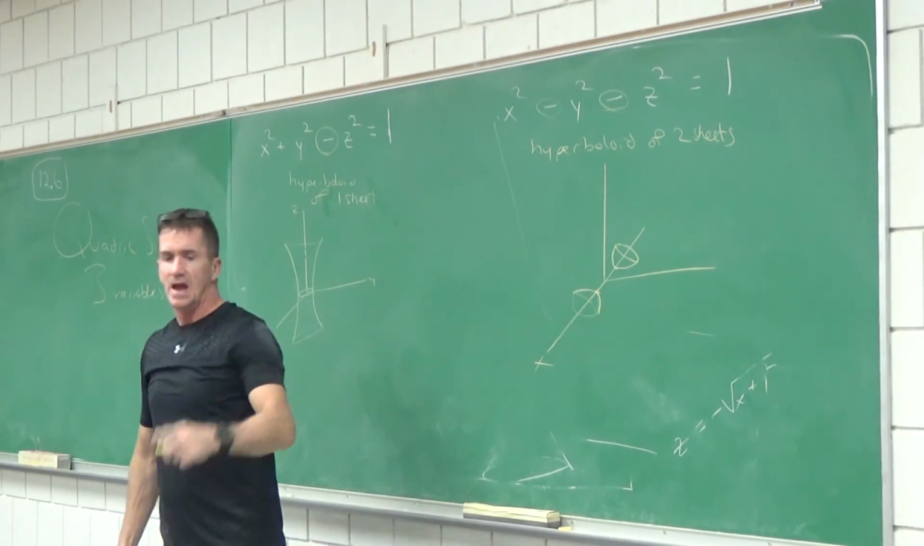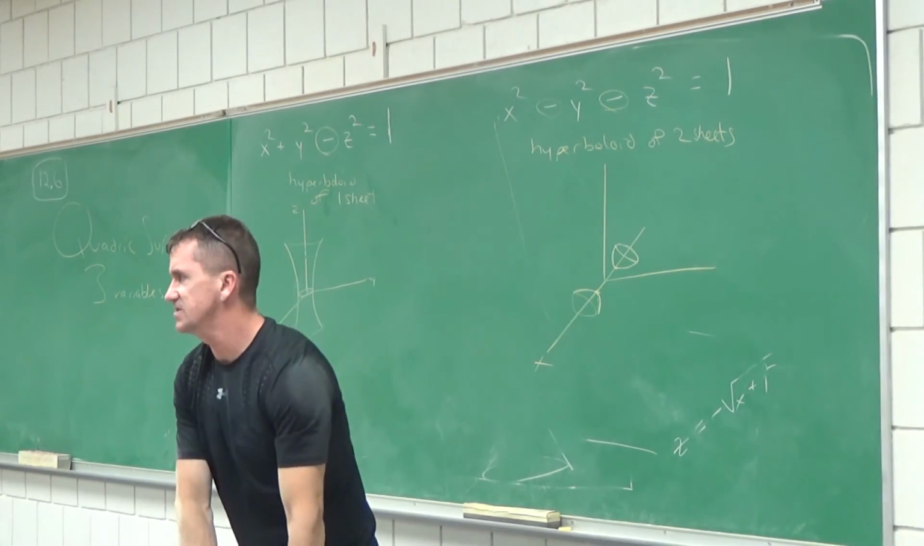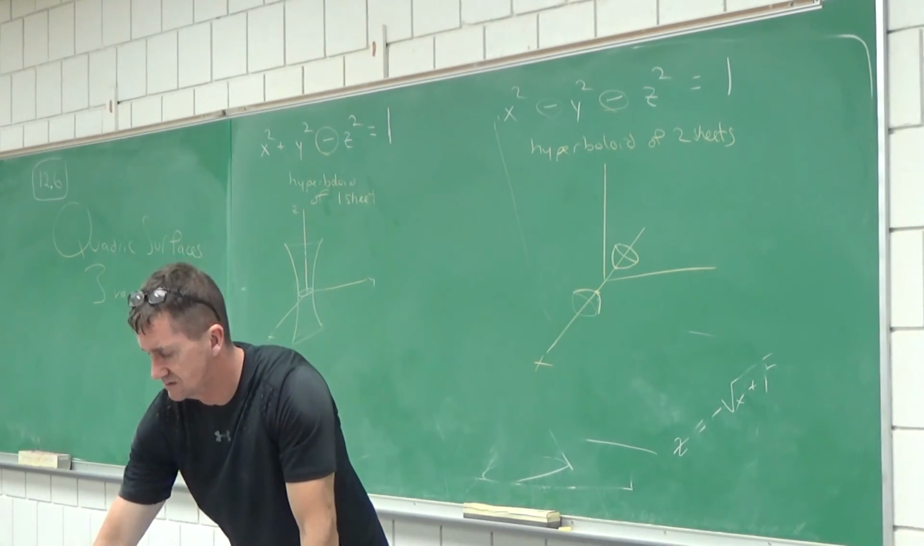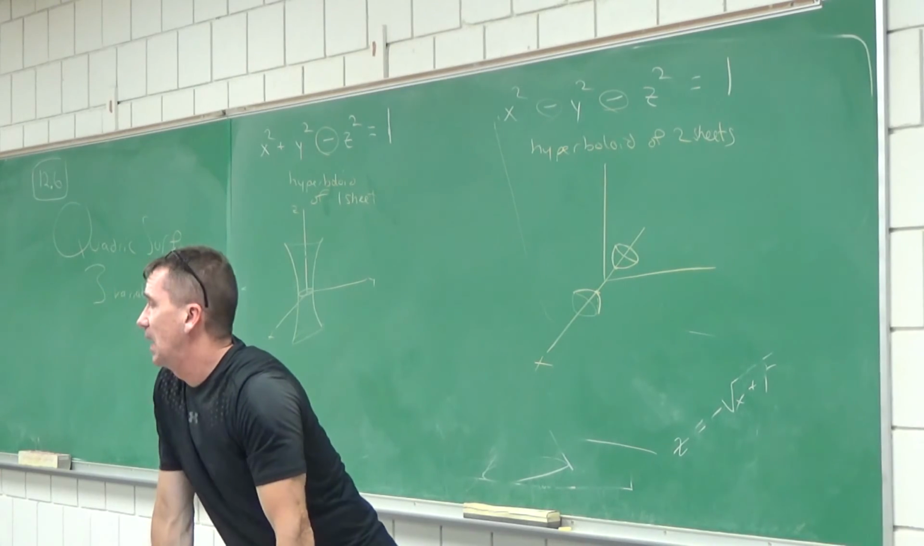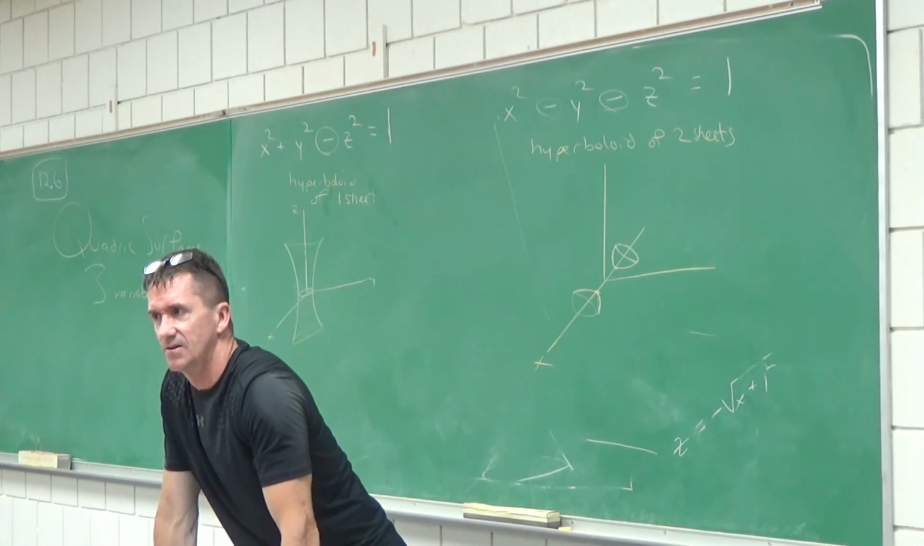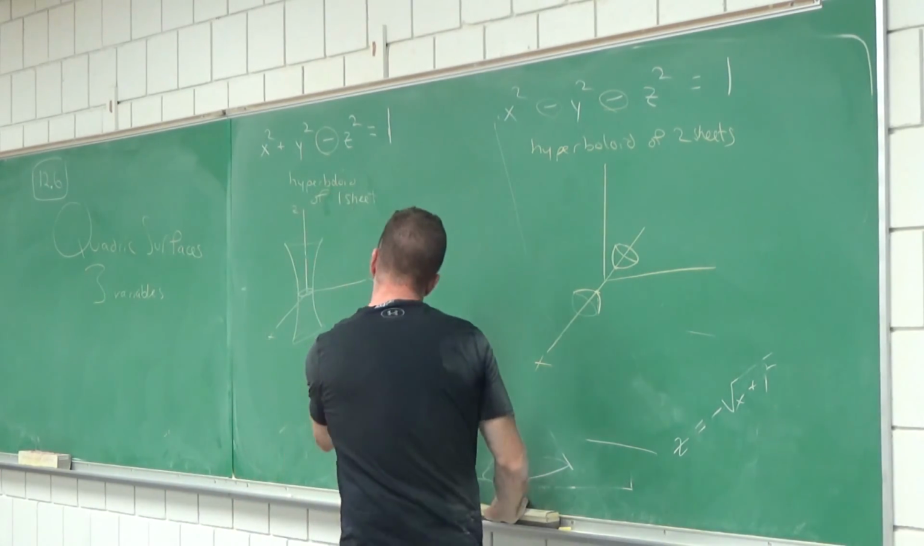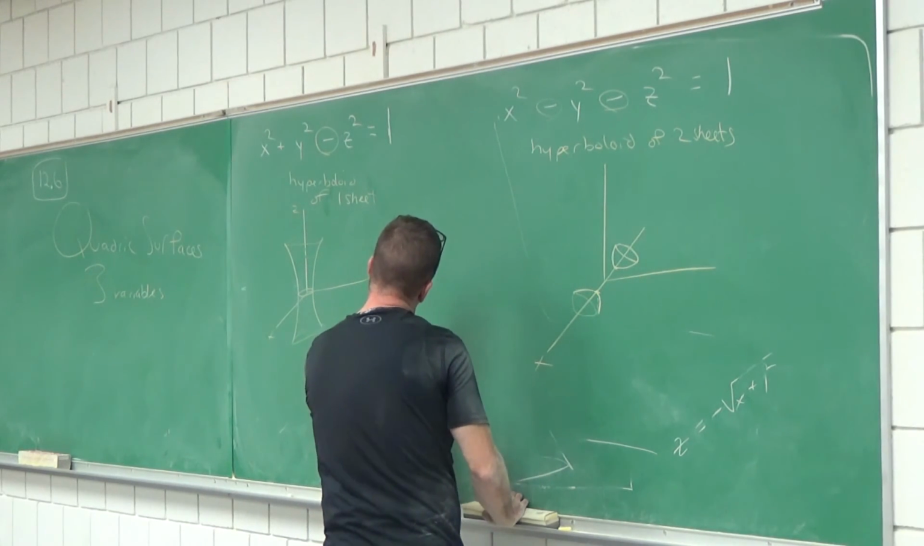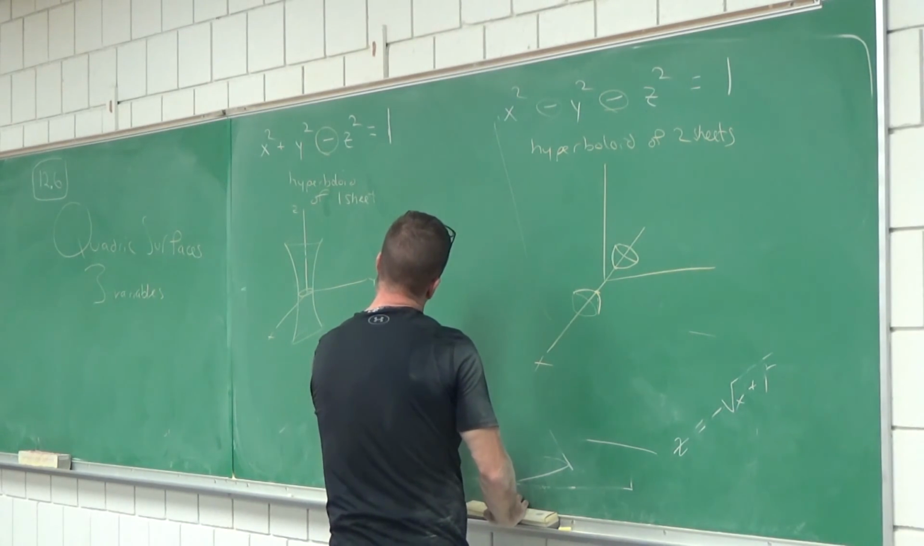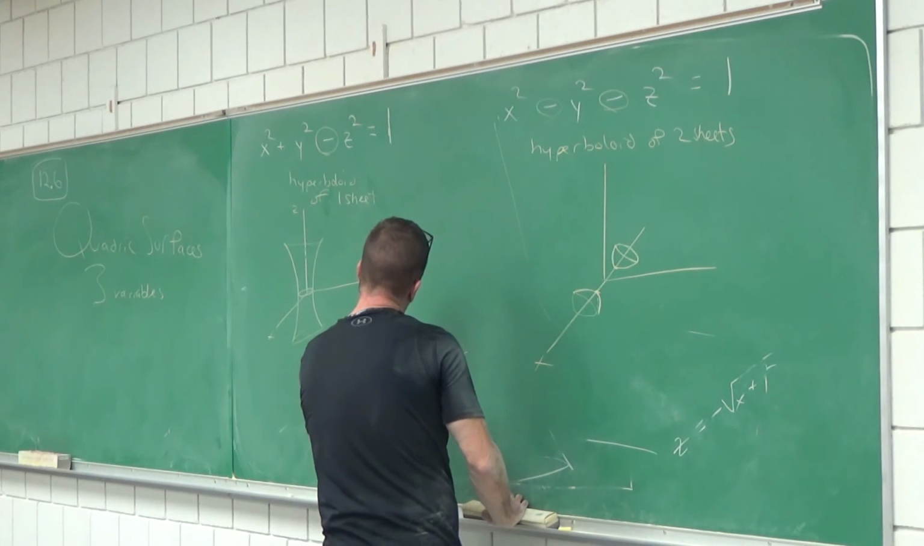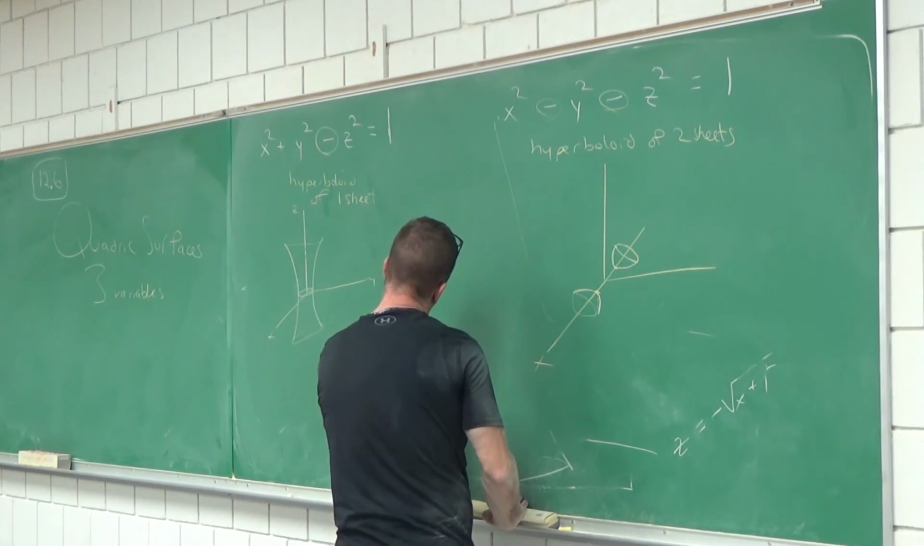Cool. Hey, there's one more surface. I never have you sketch it if you're curious, but it's called the hyperbolic paraboloid. All right, looks like a saddle. So I just want to put the equation right here. You don't have to sketch it, but it's called the hyperbolic paraboloid.